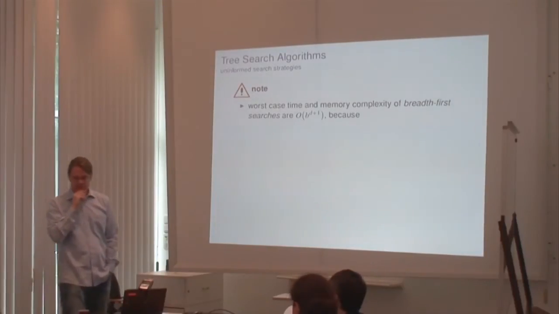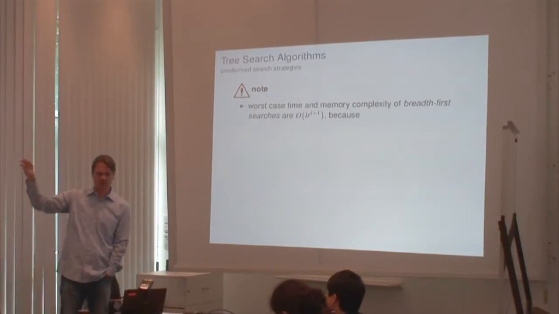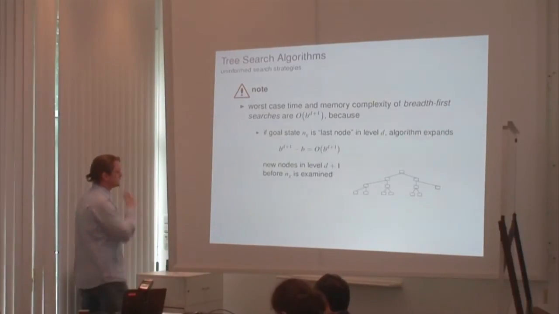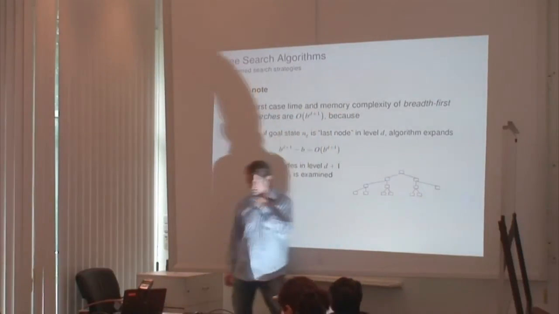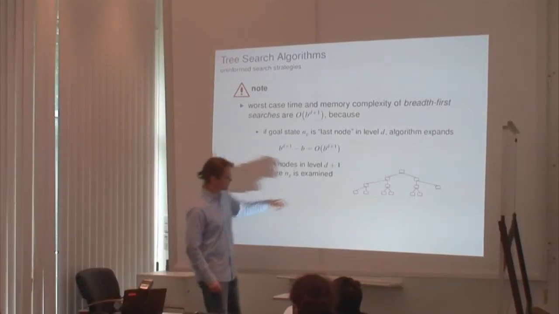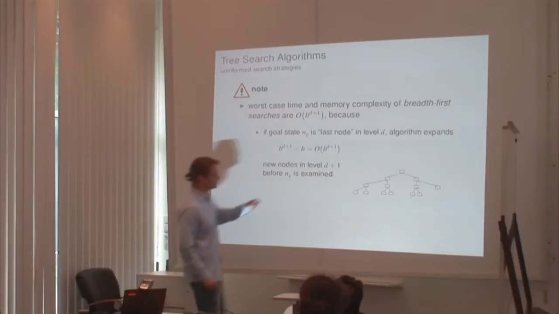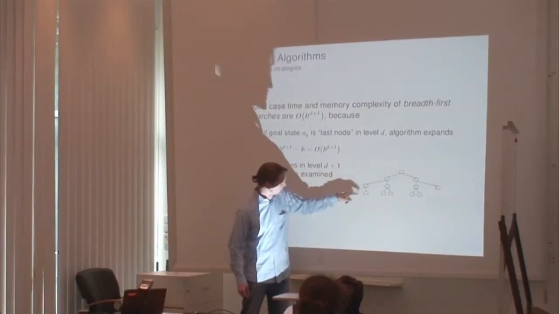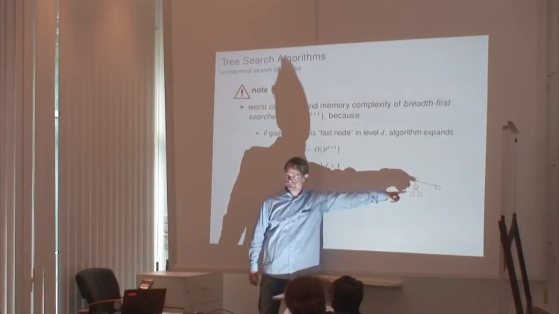Complexity is order of b raised to the d plus 1, where d is the level on which we find a solution. Why is that? Look at this tree, and let us assume that the solution we are interested in is the last node of level d. As we are doing breadth-first search, we expand these two nodes, and then we go to the next level, and we have to expand all the other nodes before we examine this node.